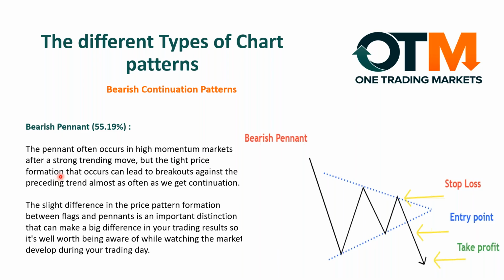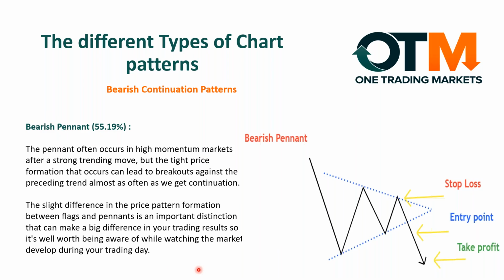So the tighter the price formation that occurs can lead to a breakout against a preceding trend almost as often as we get continuation. So basically the market goes below, then it starts moving up a little bit, then it continues going below. So pennants are basically, if you've heard this term, what we call cashing out. So let's say people bought or sold at this point, the market went down. They want to gain their profit. They want to exit their trades. So when they exit their trade, they create this movement upward because they were buying and buying. They were selling before. And this is basically what creates a pennant.